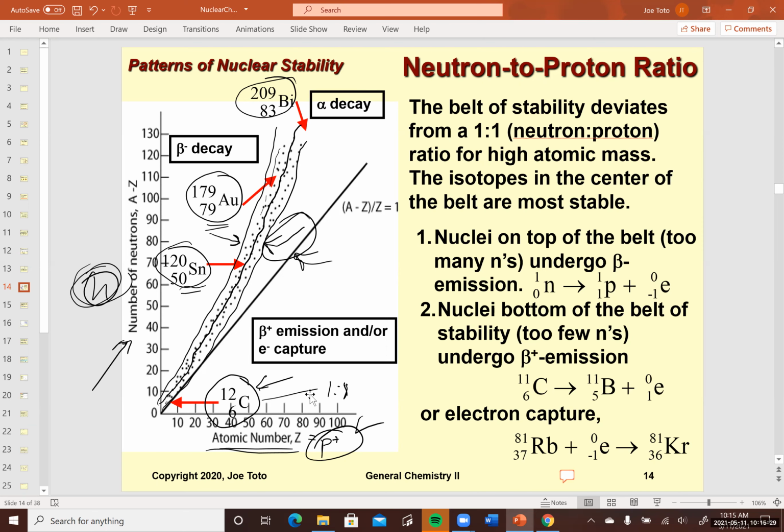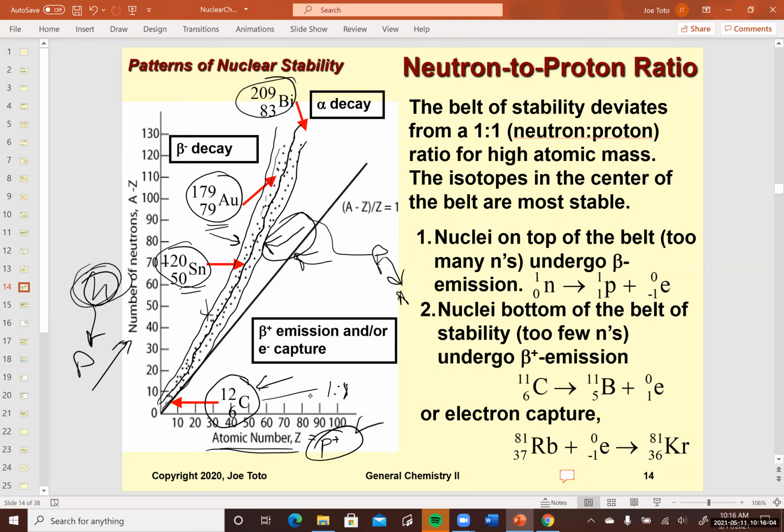So if an element is found to be close to the upper side of the belt, you would say that it might go through a decay where I convert a neutron into a proton. If it's found on the lower side of the belt, then you might say, oh, well, those types have too many protons. And so you would look for a proton converted to a neutron.